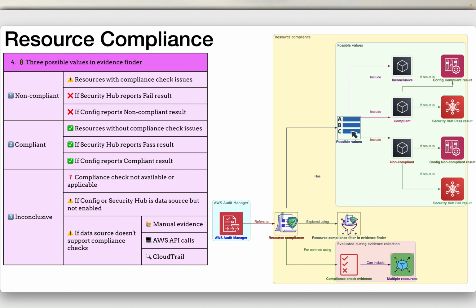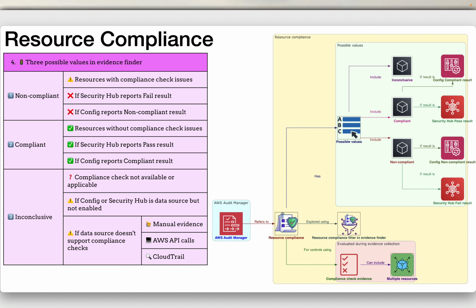So in Evidence Finder, there are three possible values for resource compliance. First one, non-compliant. This refers to the resources with compliance check issues. This happens if Security Hub reports a failed result for the resource, or if AWS Config reports a non-compliant result. Next one is compliant, and this refers to resources that don't have compliance check issues. This happens if Security Hub reports a pass result for the resource, or if AWS Config reports a compliant result.